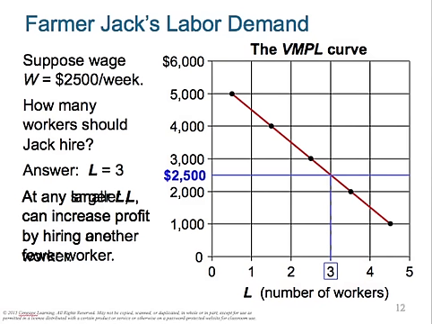Now suppose the wage for a worker, the wage big W, is $2,500 a week. How many workers should Jack hire?